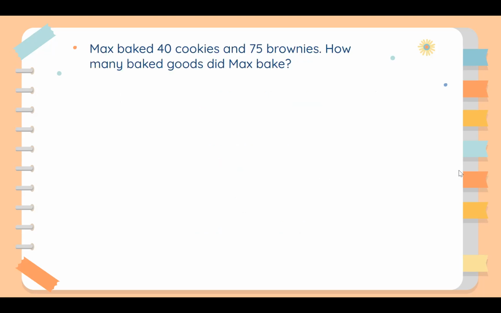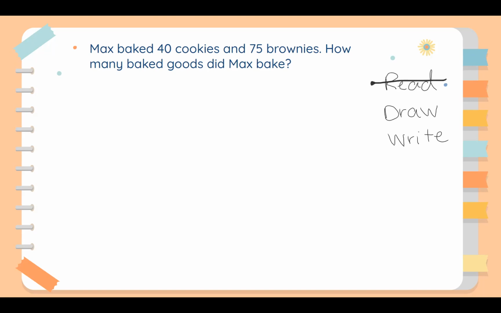Let's look at our first problem. Before we start answering this problem, we want to review an attack strategy to use. Our attack strategy is going to be read, draw, write. First we're going to read the problem. Max baked 40 cookies and 75 brownies. How many baked goods did Max bake?